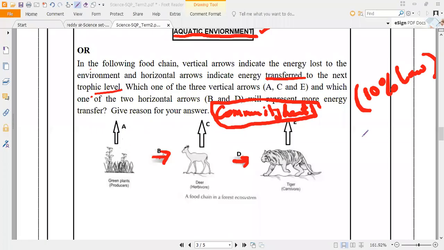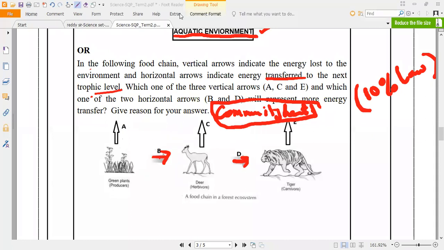Observe, in which of these three vertical arrows, A, C, and E, and which one of the two horizontal arrows, B and D, will represent more energy transfer? Give reasons for your answer, they are asking. So the law which is behind is what? 10% law. Okay. Now you tell me, A, C, E, where is more amount of energy lost?